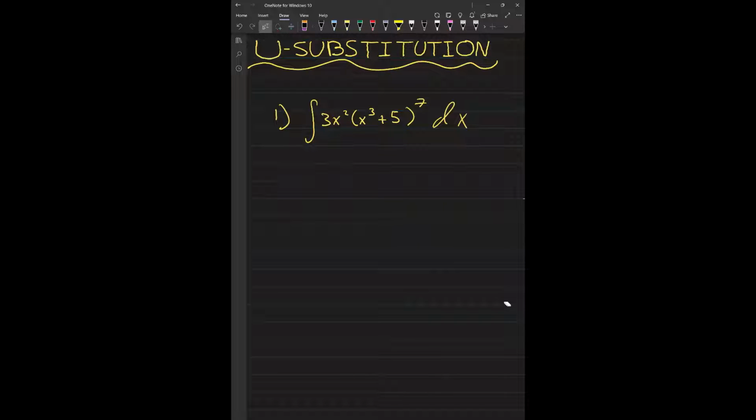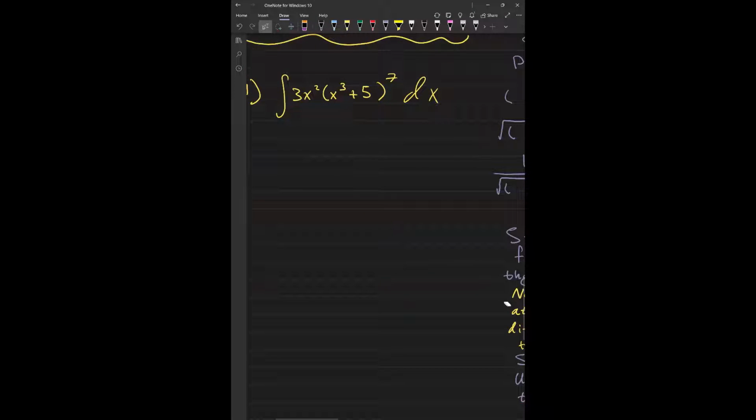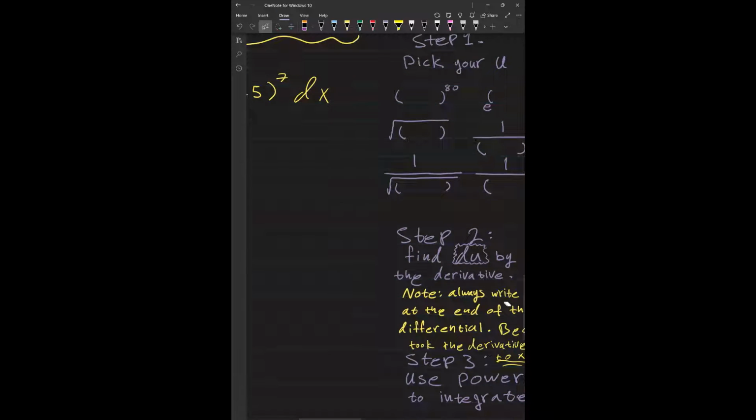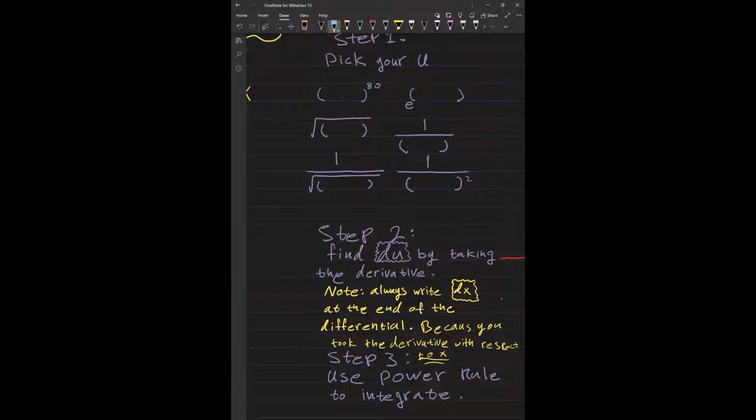The very first step, and it's the most important step, is picking your u. Usually, this is what it looks like: it's something to a power, or a number to a power, or a square root, and there's something inside that. Or we've got a fraction, and in the denominator there's something with parentheses in it.